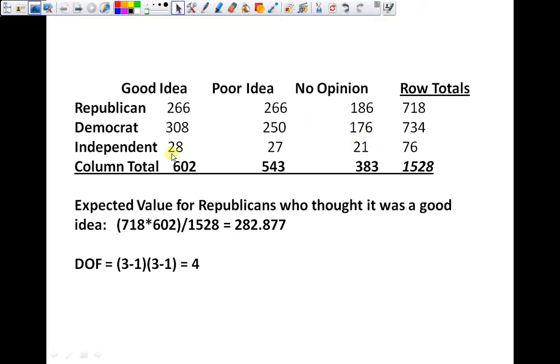But your expected value would be for Republicans who thought it was a good idea. So we're talking about this cell right here. Republicans, good idea. The observed value is 266. The expected value, we take the row total, 718, multiply it by the column total, 602, and divide it by the table total of 1528, and we get this. So that's our expected value. And we need to do that 9 times to come up with our expected values.